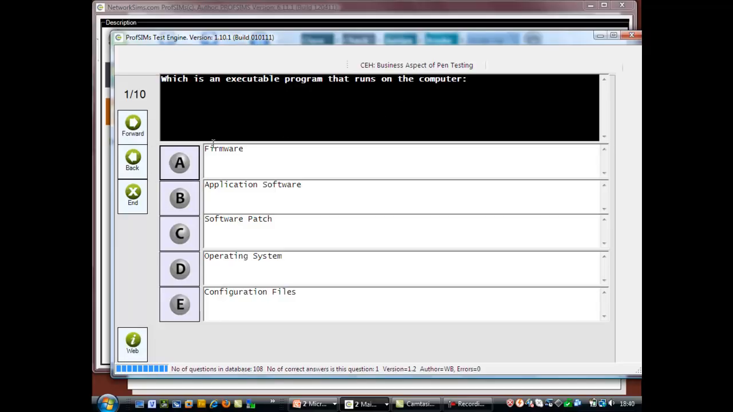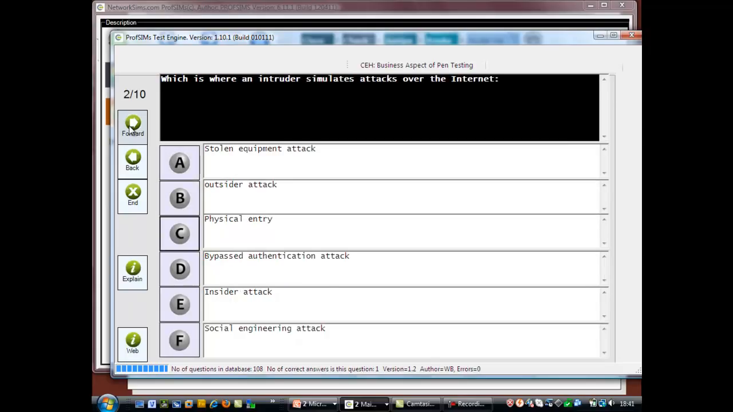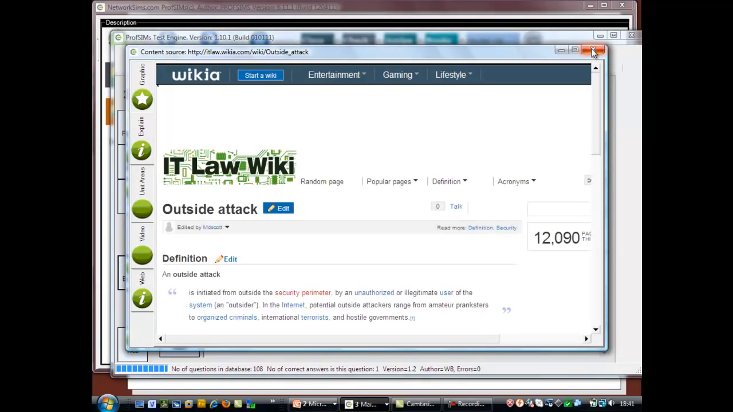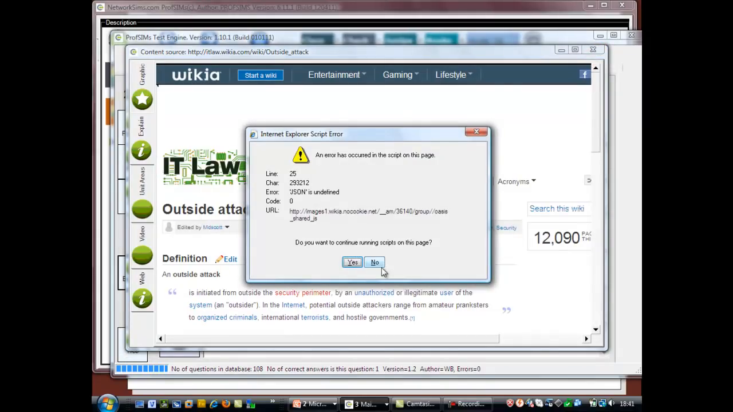Okay, which is an executable program which runs on a computer? So let's go for application software. Which is where an intruder simulates an attack over the internet? That sounds like an outsider attack. At any time we can actually find out a basic explanation of the answer.